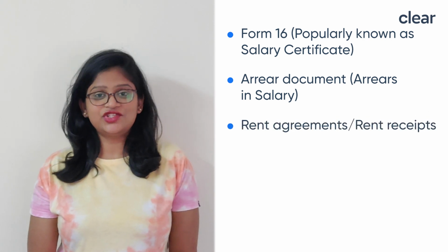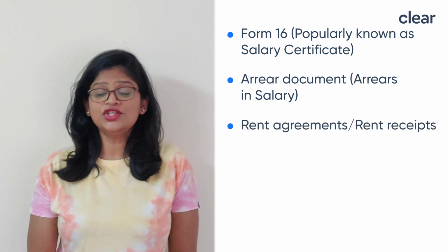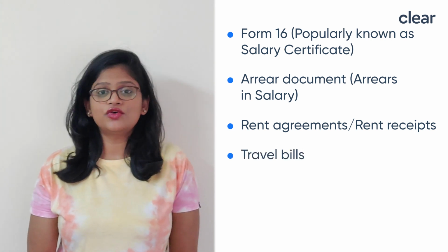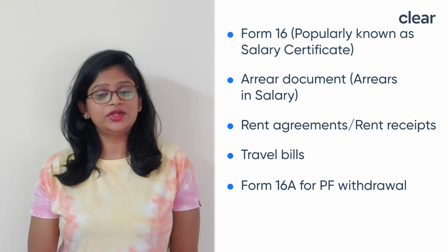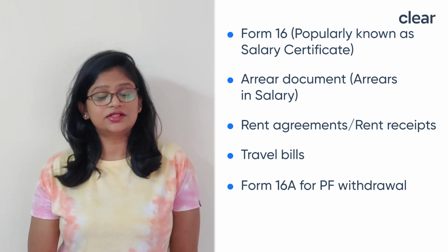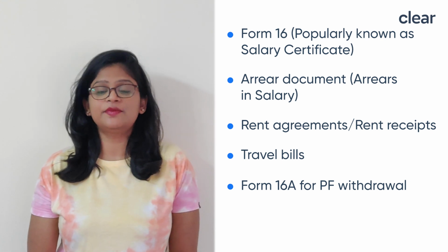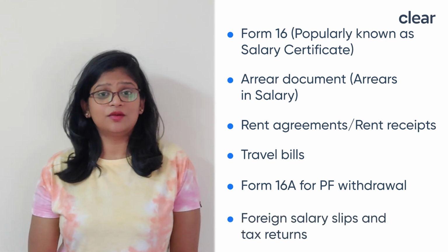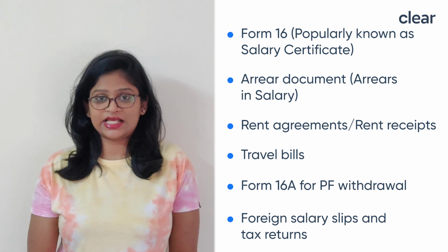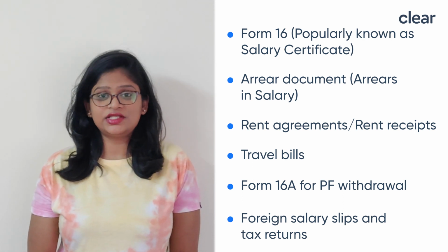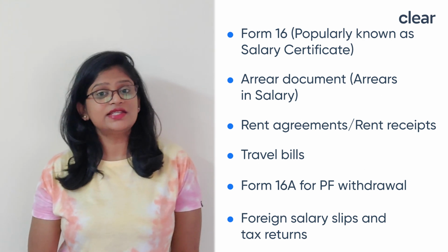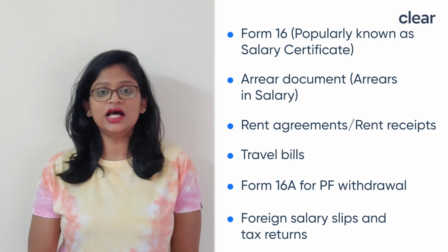Further, to claim HRA and LTA exemption, you need to arrange rent receipts and travel bills respectively. Moreover, if you have withdrawn PF during the year, check Form 16A for the same for TDS deducted on such withdrawals by the PF department. If you have received income from outside India, in case of claiming a foreign tax credit, you will need to fill Form 67 and should therefore keep all the income proofs and tax returns filed in the foreign country.